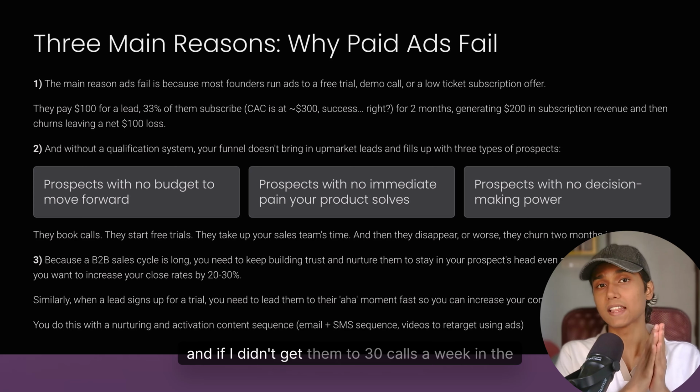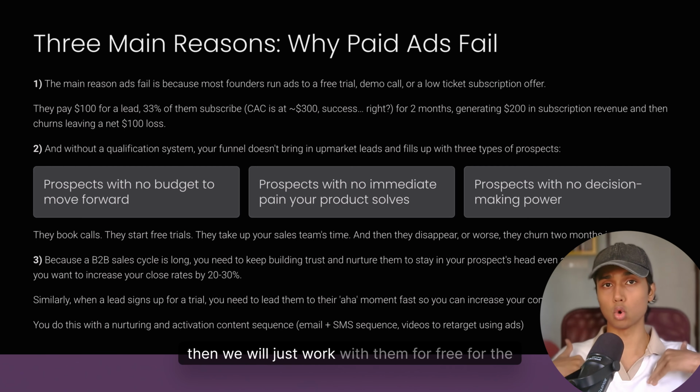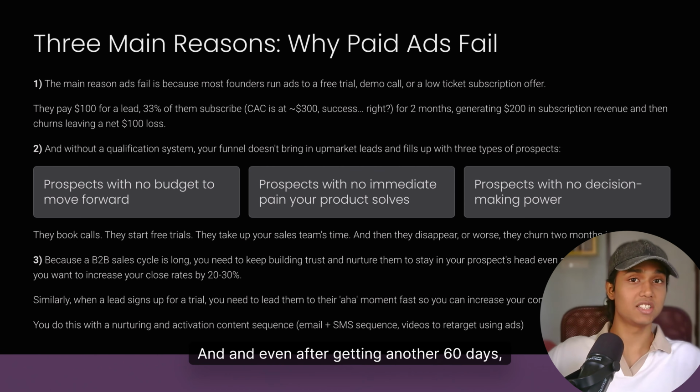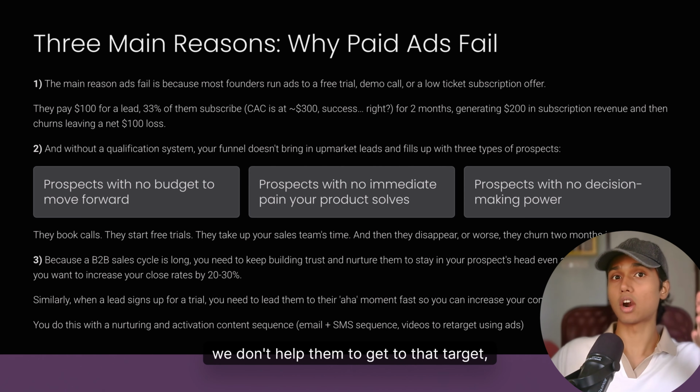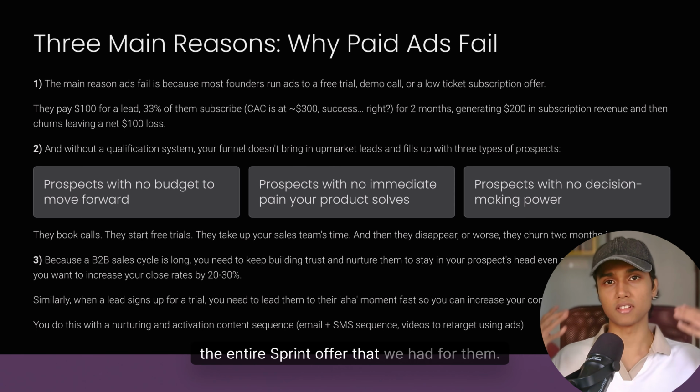And if I didn't get them to 30 calls a week in the next 60 days, then we will just work with them for free for the next 60 days. And even after another 60 days, if we don't help them get to that target, we will just refund the entire money. That was the entire sprint offer that we had for them.